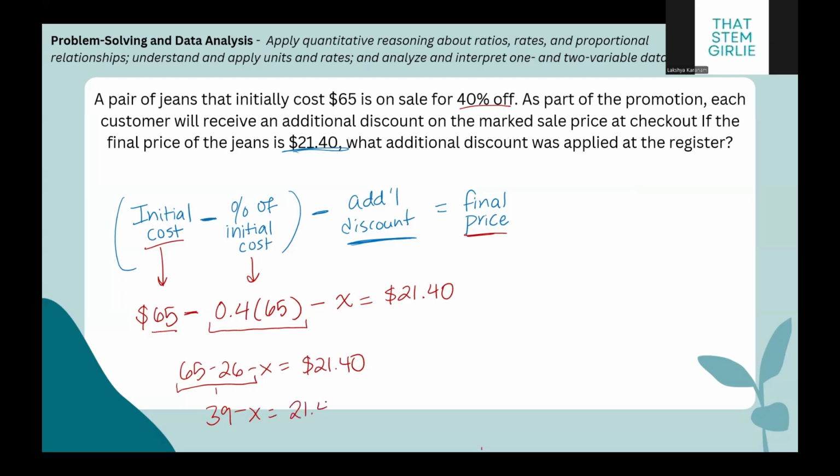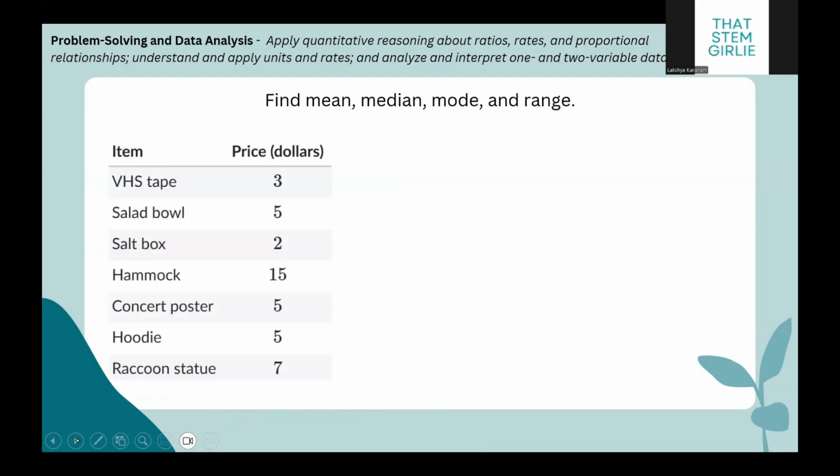And then get x by itself. I would subtract both sides by 39. So you would get that negative x equals 21.40 minus 39, which would get you negative 17.60. And then cancel the negative on both sides. So you get that x is 17.60. Yeah. So 17.60, what is this? This is the additional discount at checkout, right?